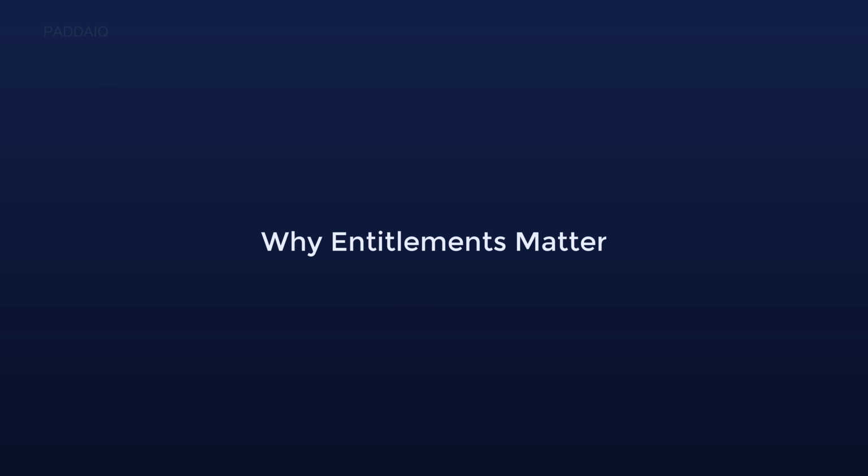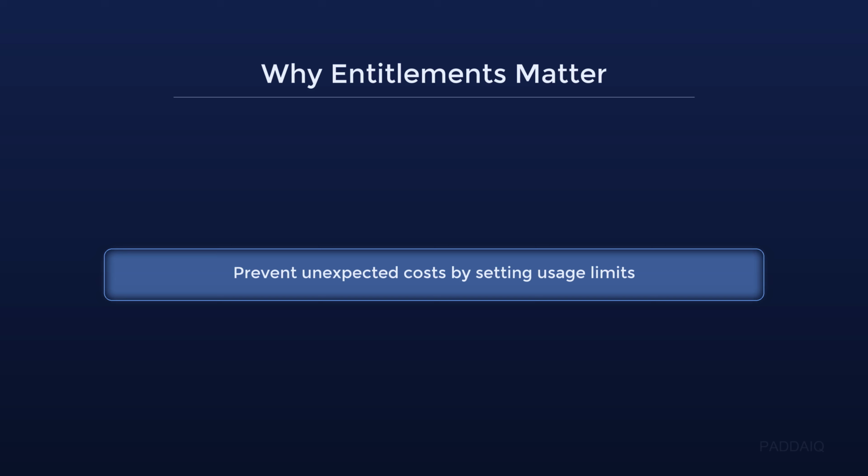Understanding entitlements is critical for SAP BTP governance. Prevent unexpected costs by setting usage limits. This means you control how much of each BTP service your team can consume, avoiding surprise bills. For example, limit development teams to 10 GB of cloud storage monthly. By defining these boundaries, you ensure predictable spending and financial governance.